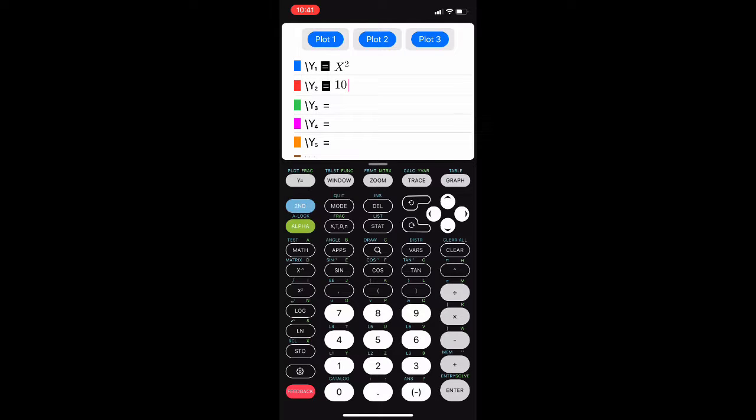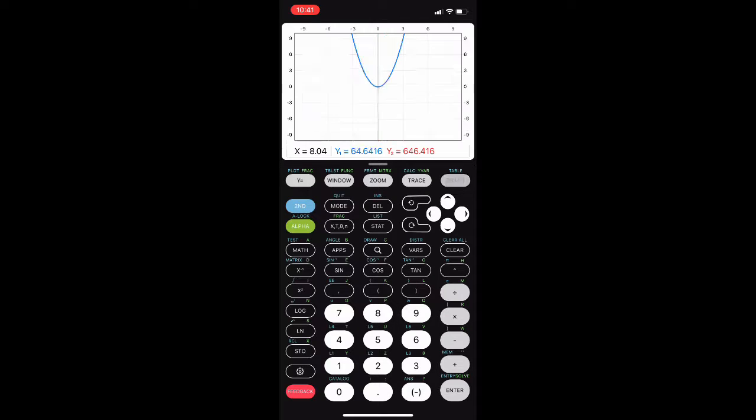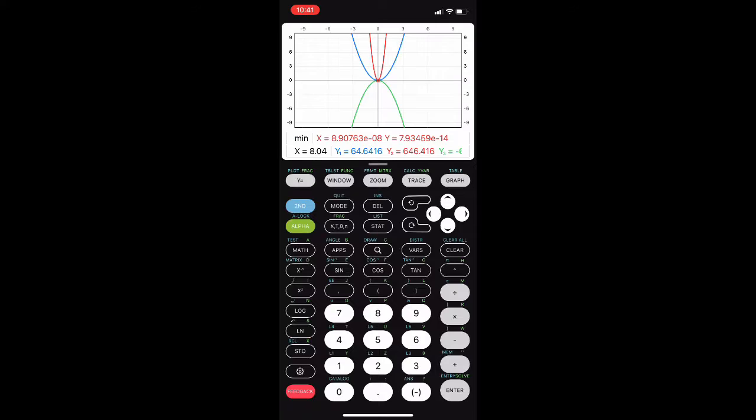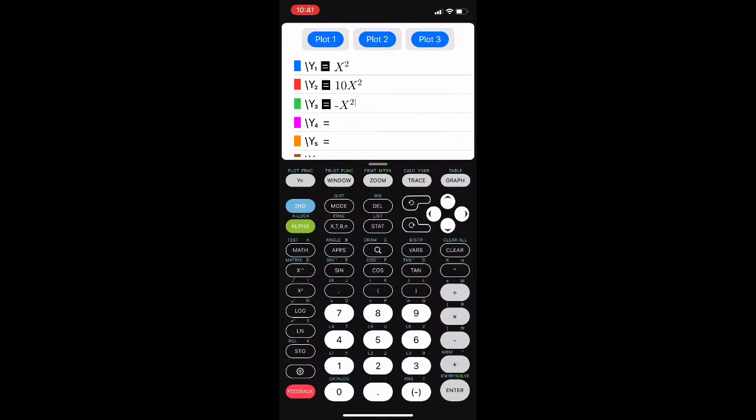Now let's change the coefficient to a 10. You guess what happens. We have a narrower parabola like the red one. Now what happens if we change the coefficient to a negative number? Negative x squared. It is reflected over the x-axis. So the parent function is reflected and now looks like the green one.